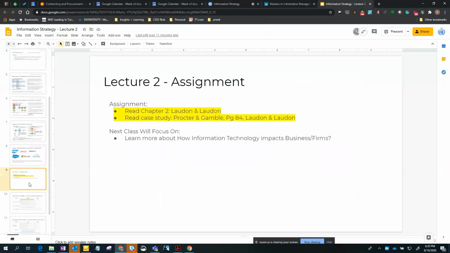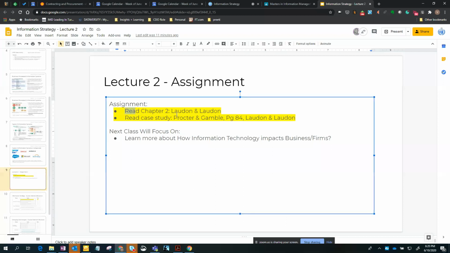I think that brings me almost to the end of this second lecture. I want to suggest an assignment for you to do between now and the next class. So please read chapter 2 of the Loudon and Loudon book. It has things around what we just talked about, the business processes and the types of information systems.